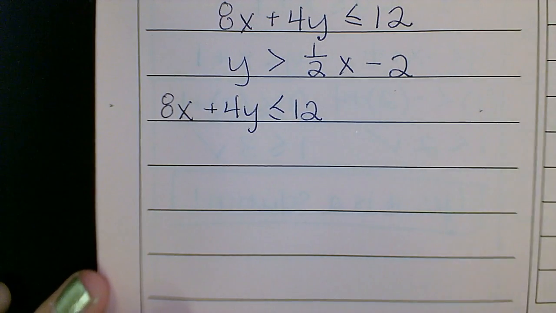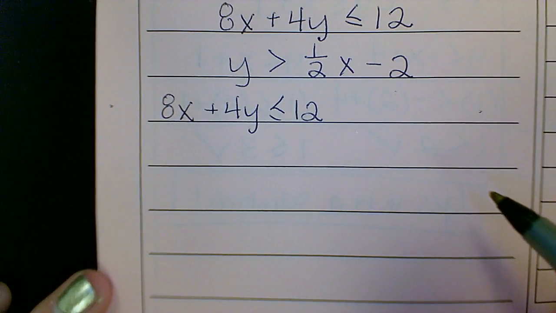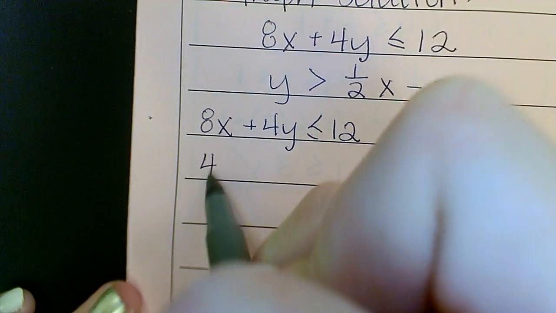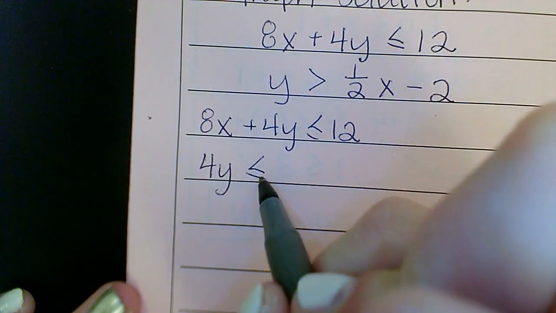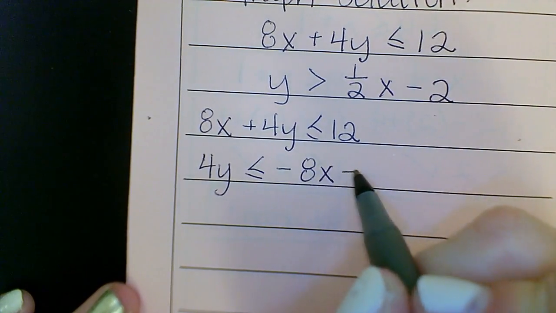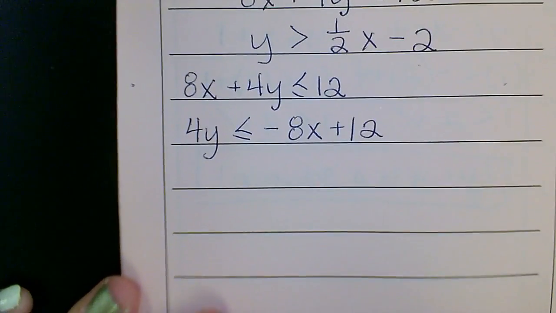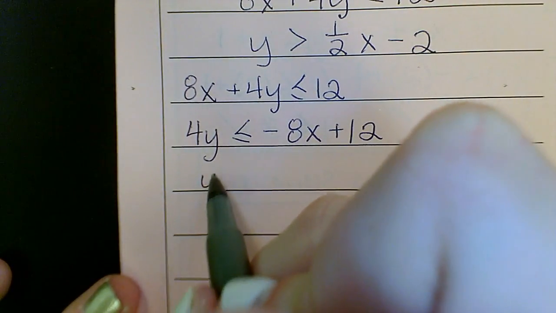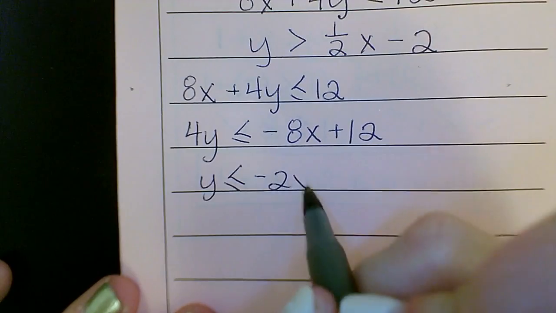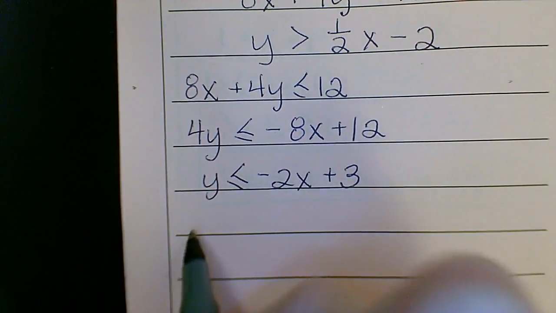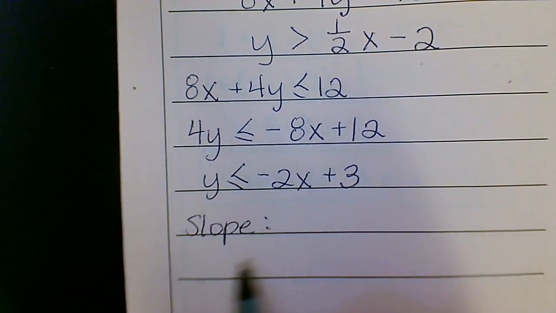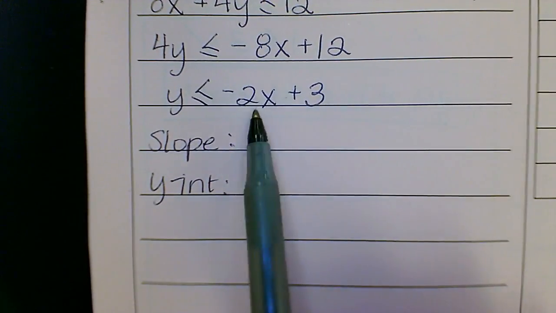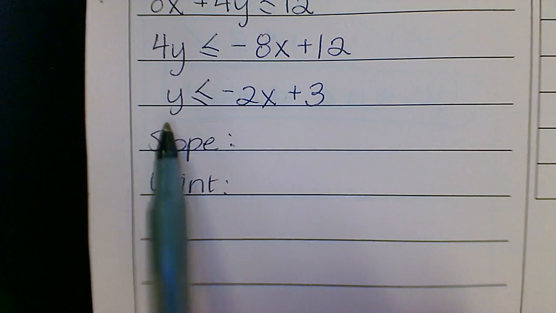Remy, go ahead. Yep. Great, yes, you're right. So I'm going to first subtract 8x from both sides. And then what did you say next, Remy? Great, yes, divide everything by 4. And I am done. So who would like to tell me, based on what I have here, what my slope and y-intercept would be for this inequality?